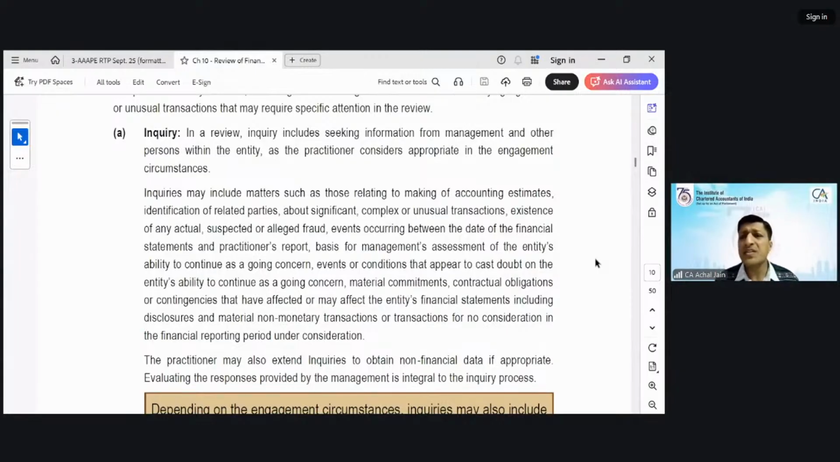Okay, if you look at the listed companies, every quarter when they produce the results, those are not audited, those are reviewed. Okay, that is where you have the application of this SRE 2410, right?